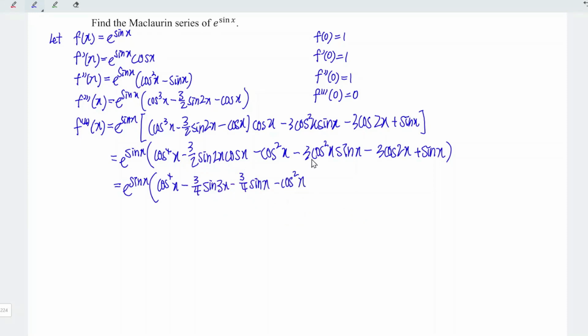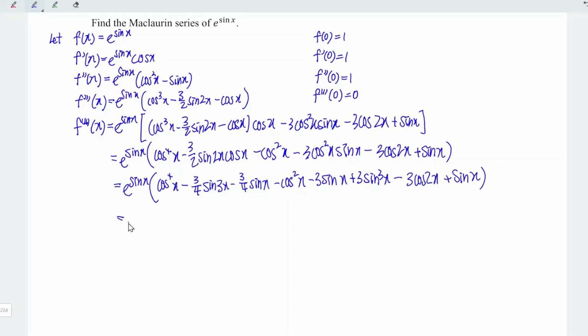Again, we have a product of two functions. Let's change it. Recall the trigonometric identity, which means that for this term, we should have negative 3 times 1 times sine x, which is minus 3 sine x, followed by negative 3 times negative sine squared x times sine x, negative negative, positive 3 sine cubed x. And for the rest of the terms, since they are single functions, we can copy exactly the same, so we have minus 3 cos 2x plus sine x.